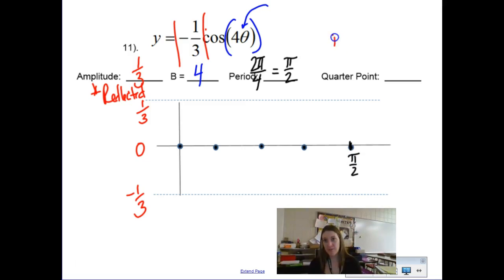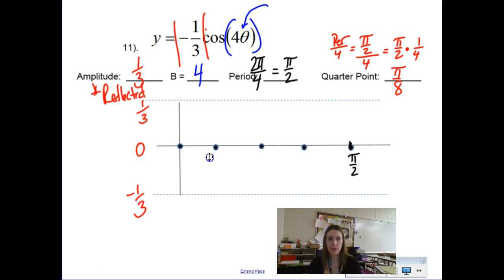So if you take the period and you divide by 4, that would be pi over 2 divided by 4. Well, we're working with fractions and division, so let's change that around. Instead of dividing by 4, let's multiply by the reciprocal, which is 1/4. So pi over 8 is what we're going to count by.